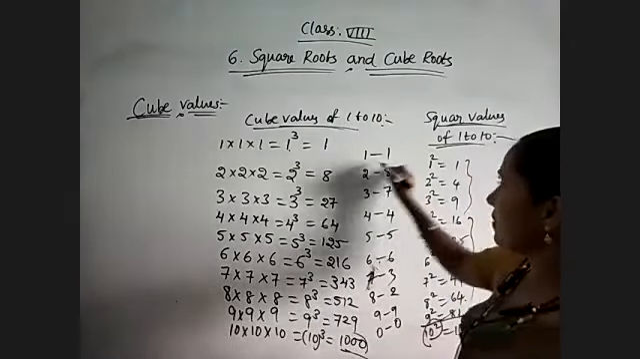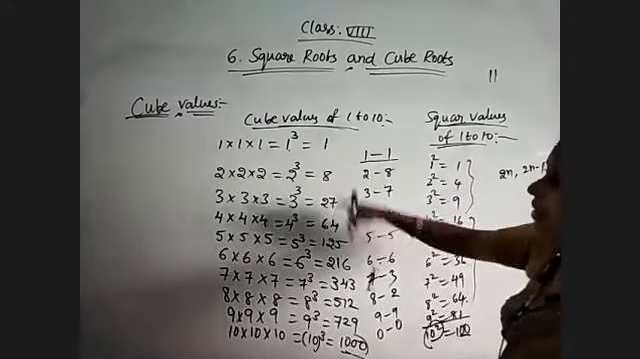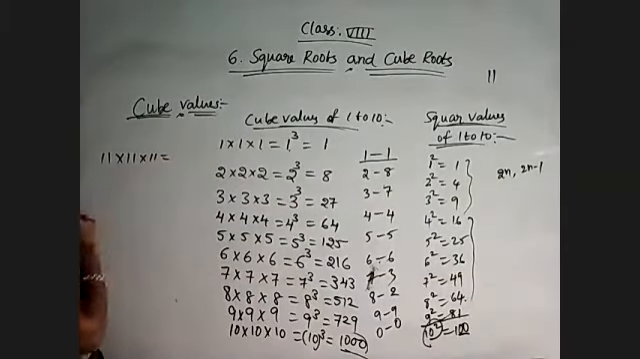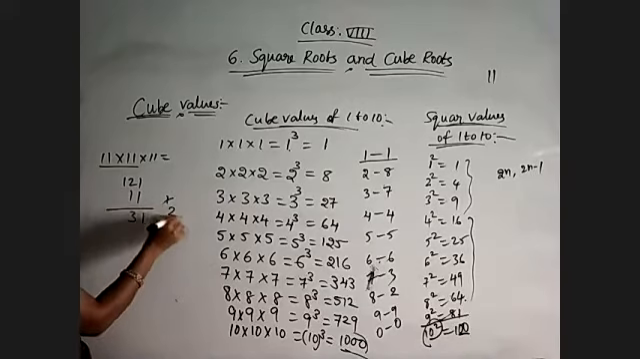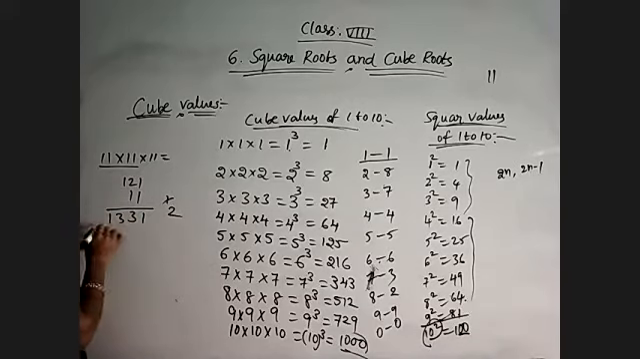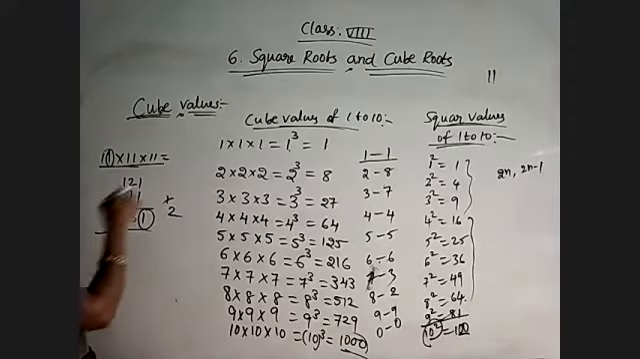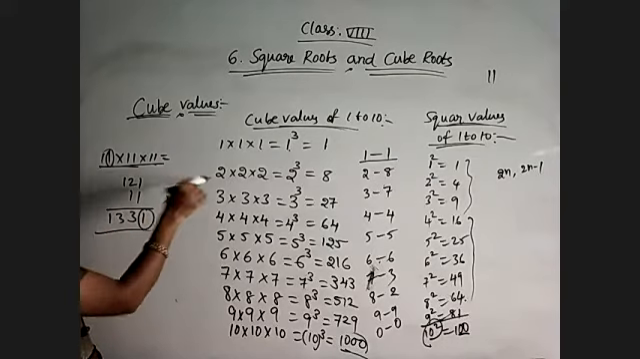Okay, now observe. If the number has 1 in its unit place, suppose 11. Find out 11 cube. 11 into 11 into 11 I will get. So 11 11s are 121. 121 into 11. 11 1s are 11, 11 2s are 22 plus 1 is 23. 11 1s are 11, 11 plus 2 is 13. 1331. Observe, 1 only I am getting. Means whenever the number has 1 in its unit place, its cube as well as square will also get 1 only.